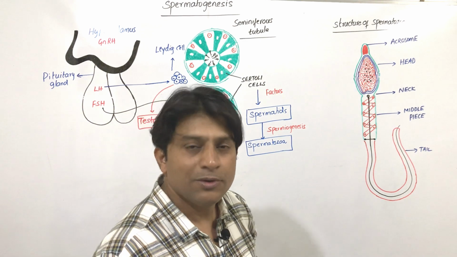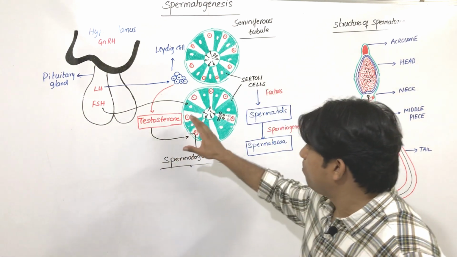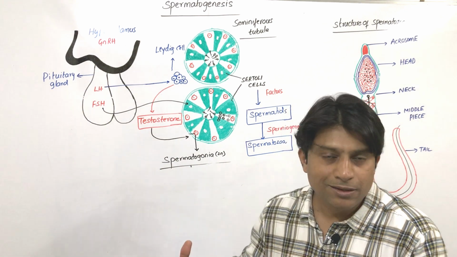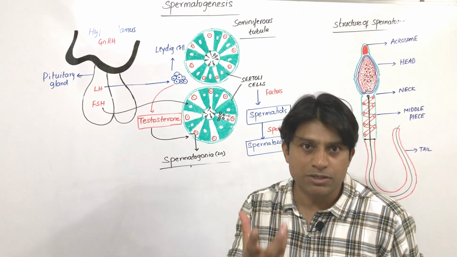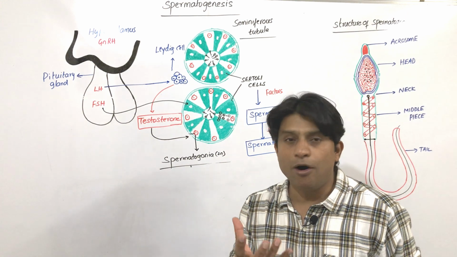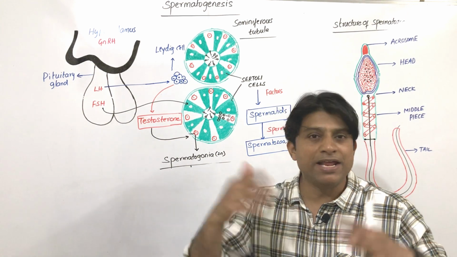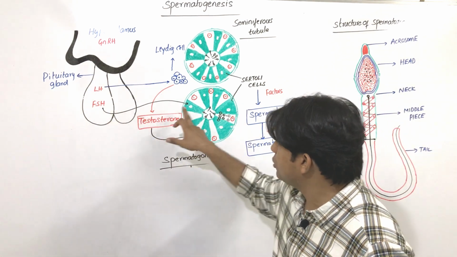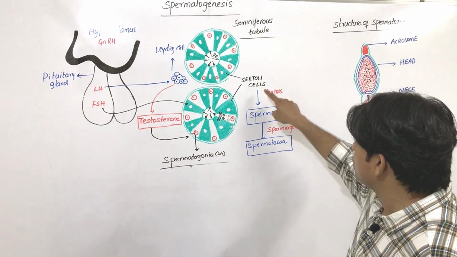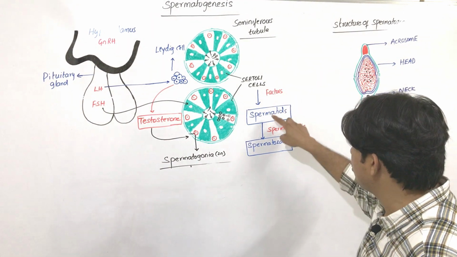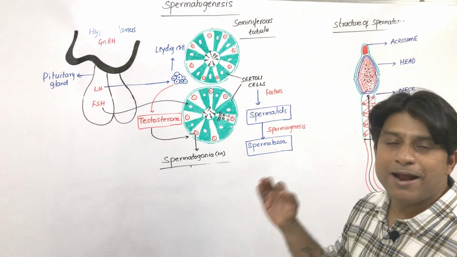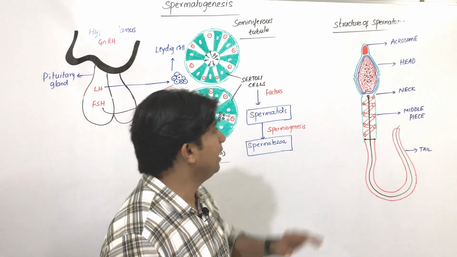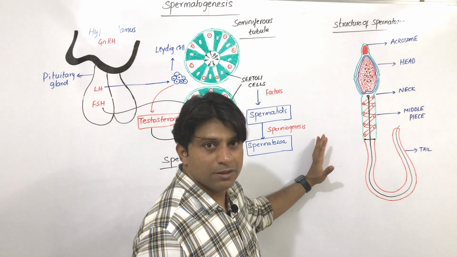Not only this, Sertoli cells perform many other functions as well. They make androgen binding protein, which makes the testosterone highly concentrated, and they also form the blood-testis barrier. So many other functions they perform. Here the role of FSH on the Sertoli cell is to produce certain factors which convert these spermatids into spermatozoa, which is a functional sperm. Next, let us find out the structure of these spermatozoa.